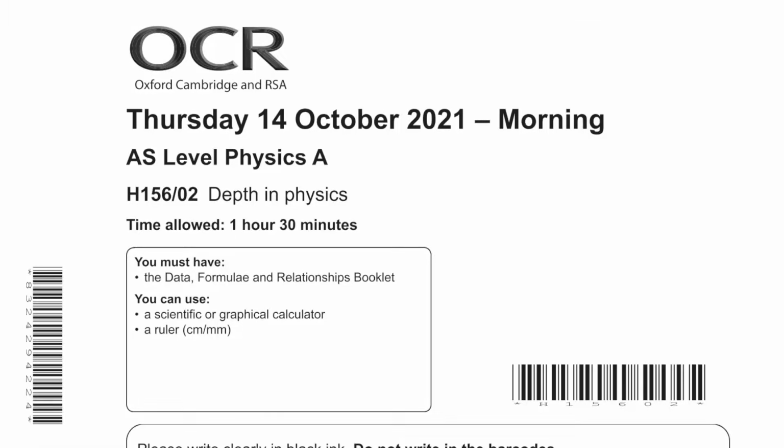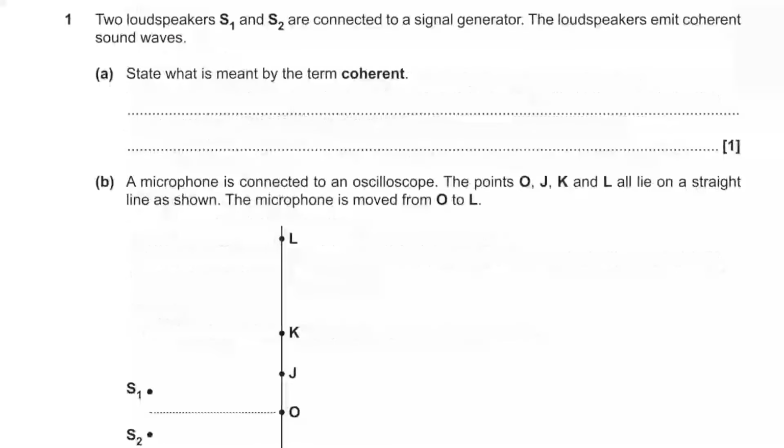Okay, this is OCR 2021 AS Level Physics Paper 2, Depth in Physics. Let's go. Two loudspeakers, S1 and S2. Sounds like this is going to be interference, double slit, as it were. What is meant by coherent?